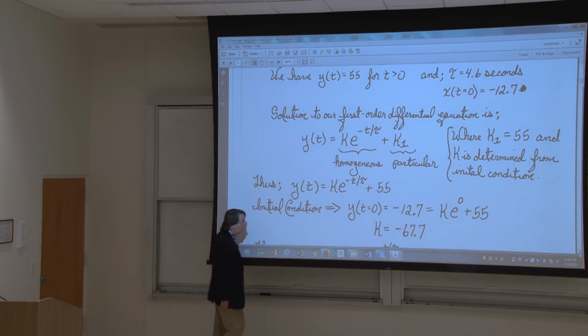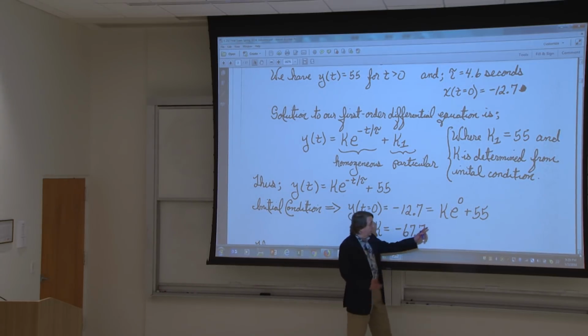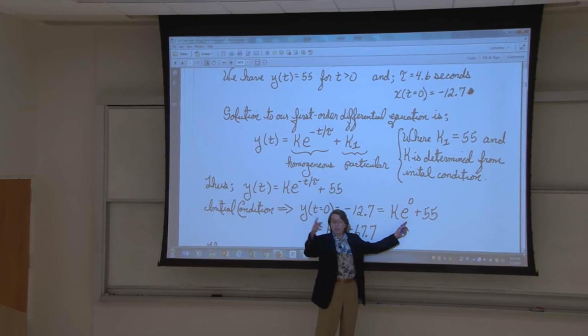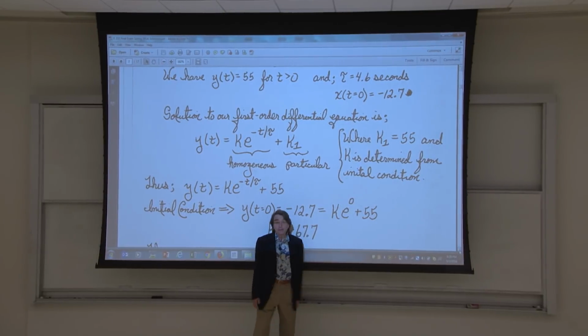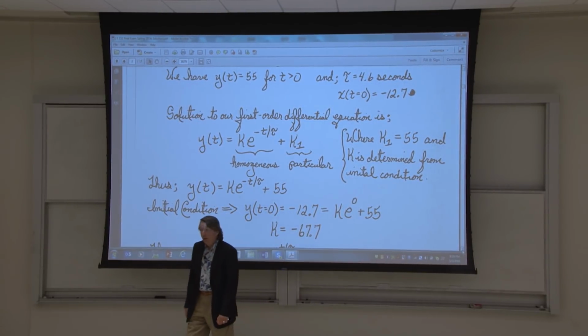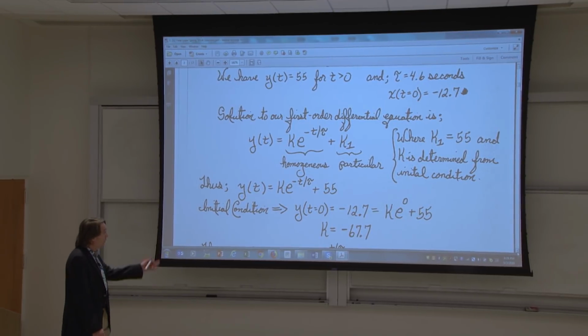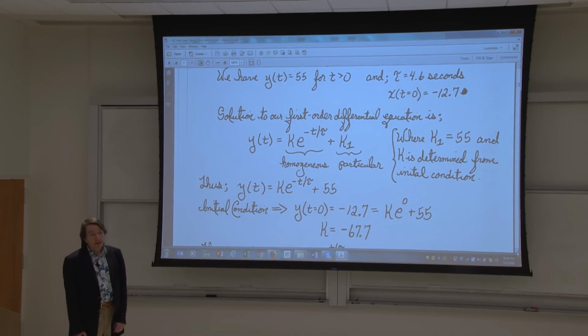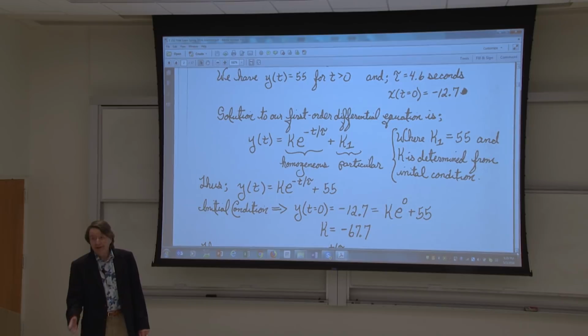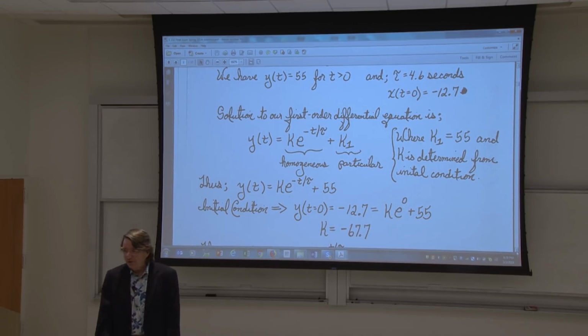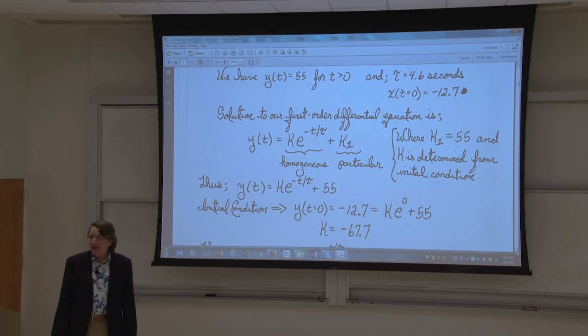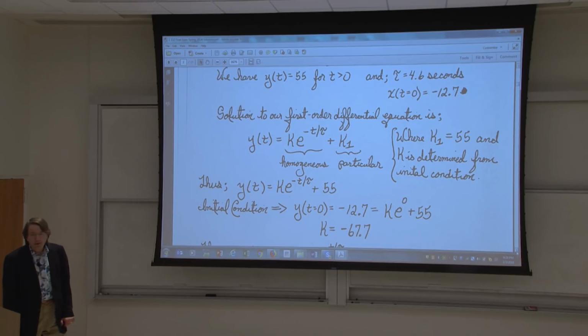So we get minus 12.7 equals the unknown value k, e to the minus t over tau, that's 0 because t is 0, then plus the particular solution, which is the input. So if my math is right, and I hope it is, because if it isn't, I've graded every other exam wrong from the spring of 2014. So I hope my math is right. We get k equals minus 67.7.